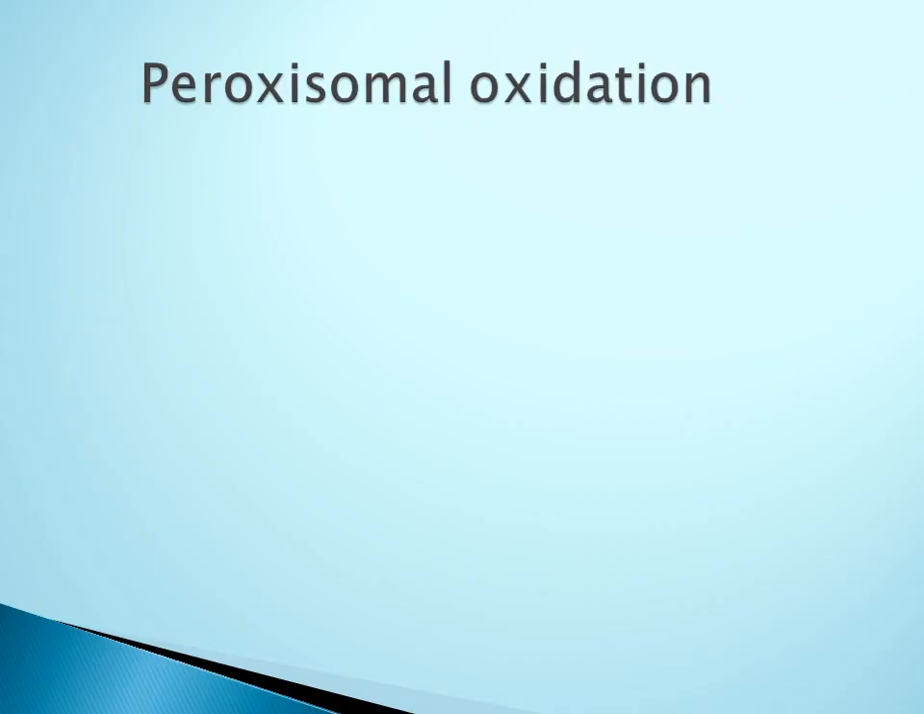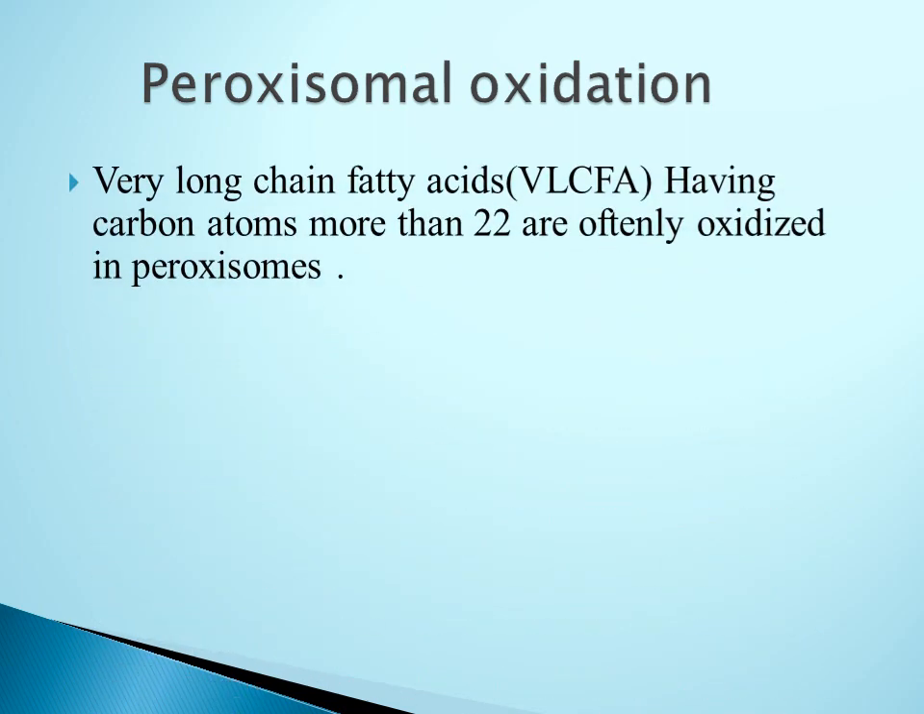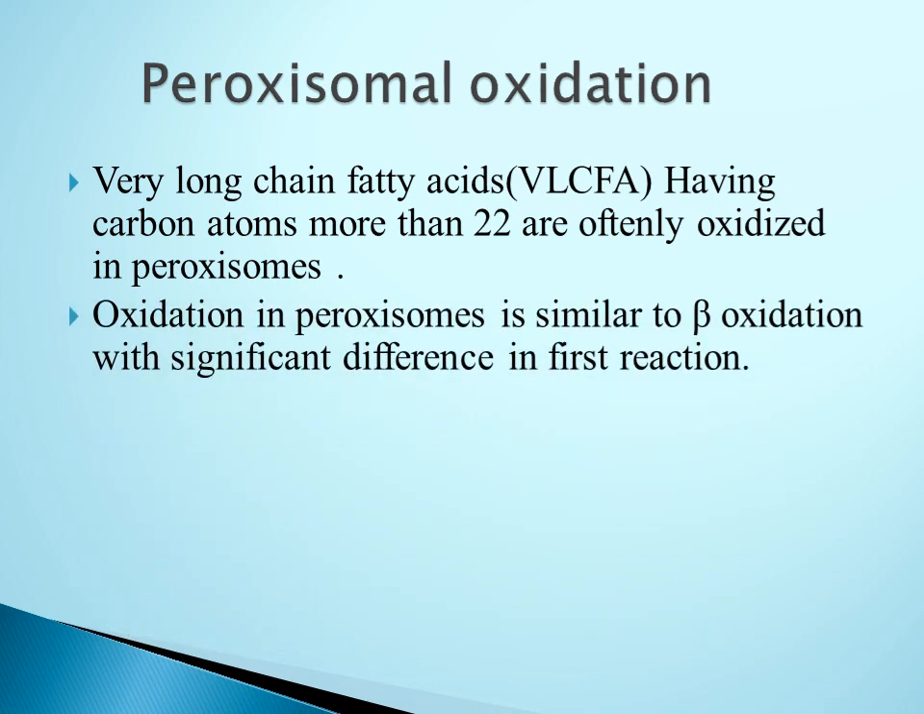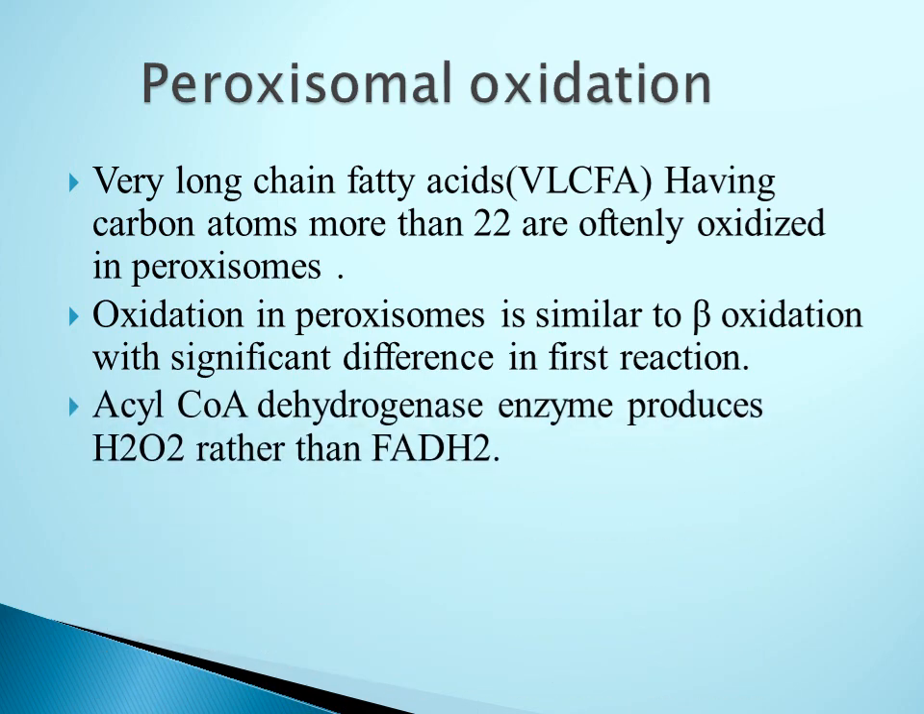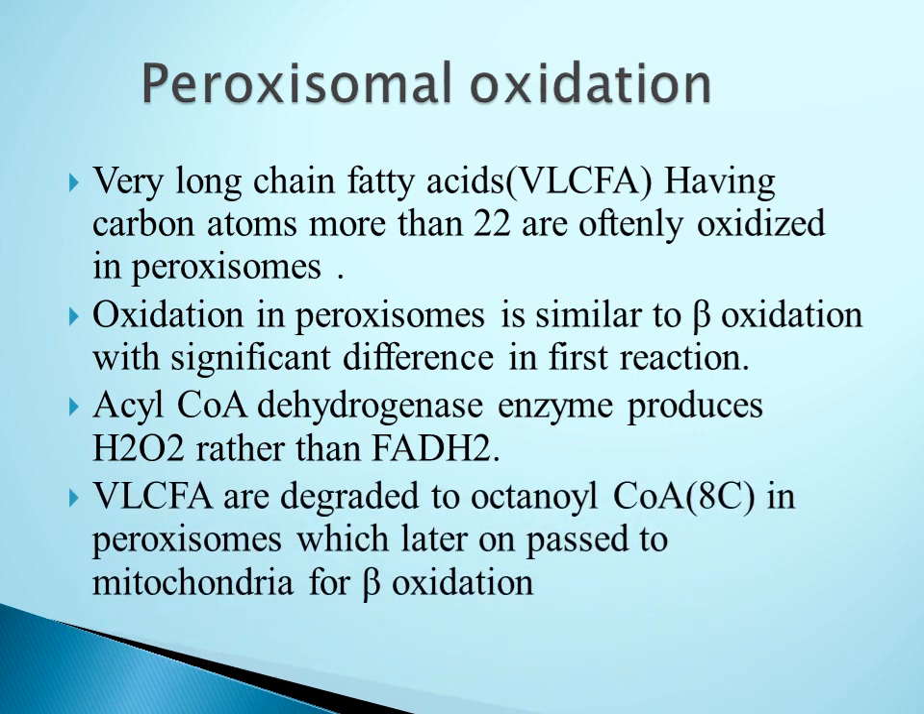Now we can see the last fatty acid oxidation, that is peroxisomal oxidation. Very long chain fatty acids, meaning fatty acids having carbon atoms more than 22, are often oxidized in peroxisome. That's why it is called peroxisomal oxidation. Oxidation in peroxisomes is similar to beta oxidation with significant difference in first reaction only. Acyl coenzyme A dehydrogenase enzyme produces H2O2 rather than FADH2. In beta oxidation first step FADH2 is produced, whereas in peroxisomal oxidation first step H2O2 is produced. This is the significant difference.